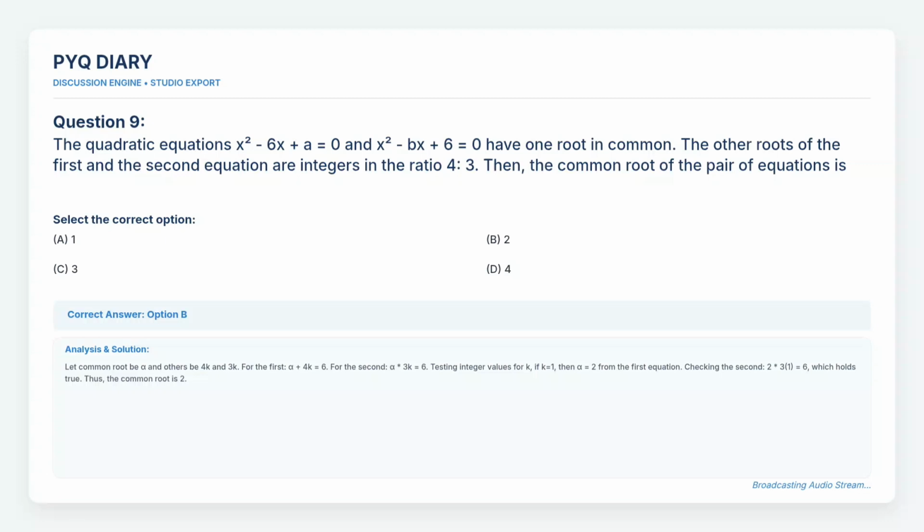Question 9. The quadratic equations x squared minus 6x plus a equals 0 and x squared minus bx plus 6 equals 0 have one root in common.